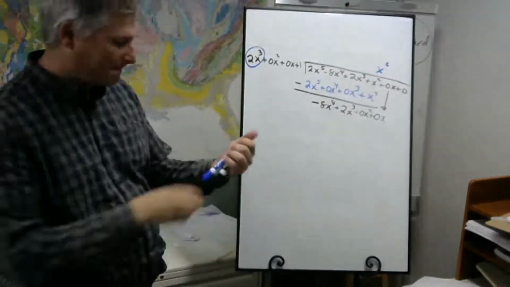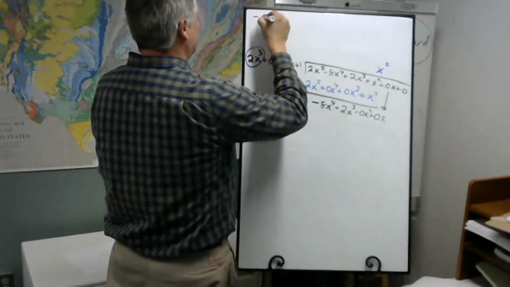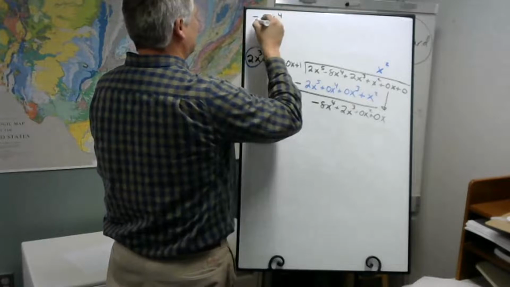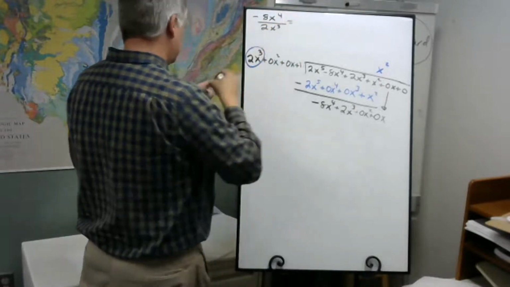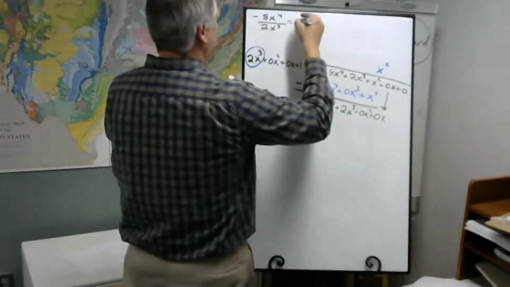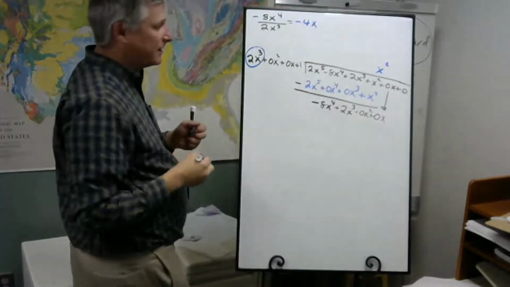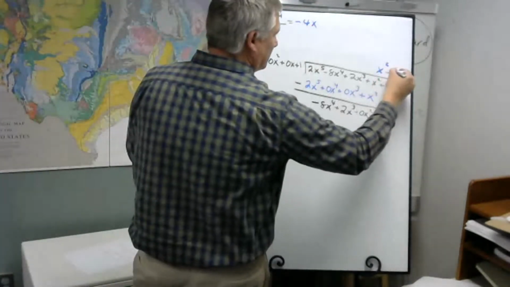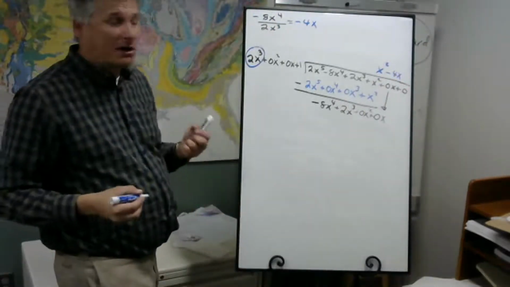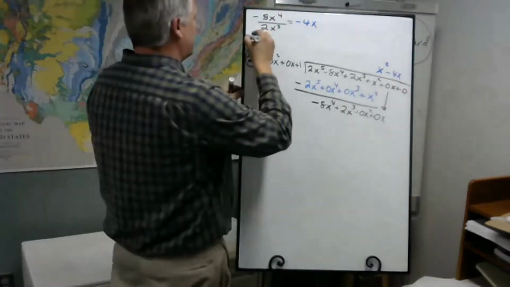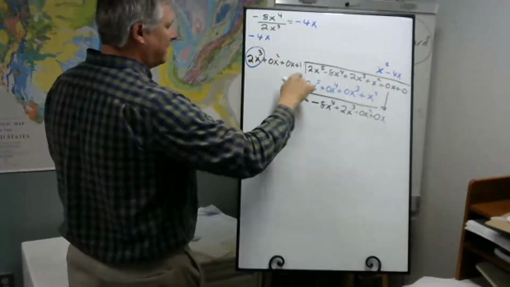Now for the second cycle. So we get negative 4x. So we have minus 4x, again in the x column. Now we take minus 4x and multiply everything by it.